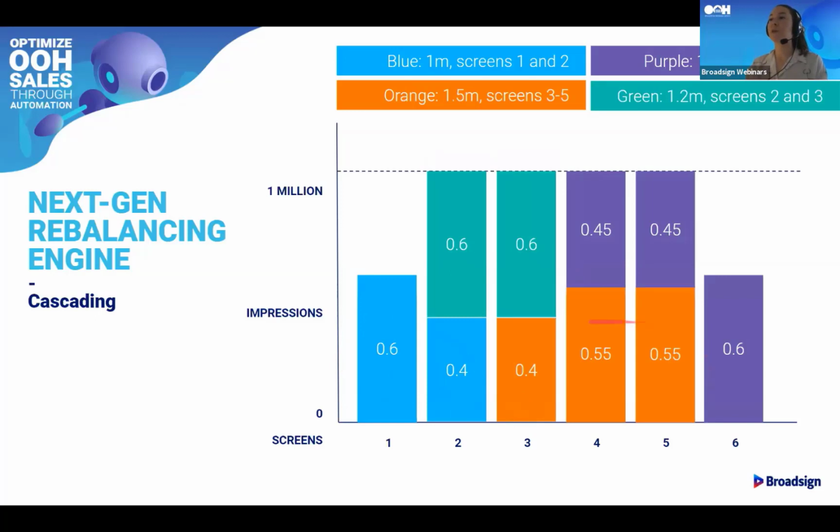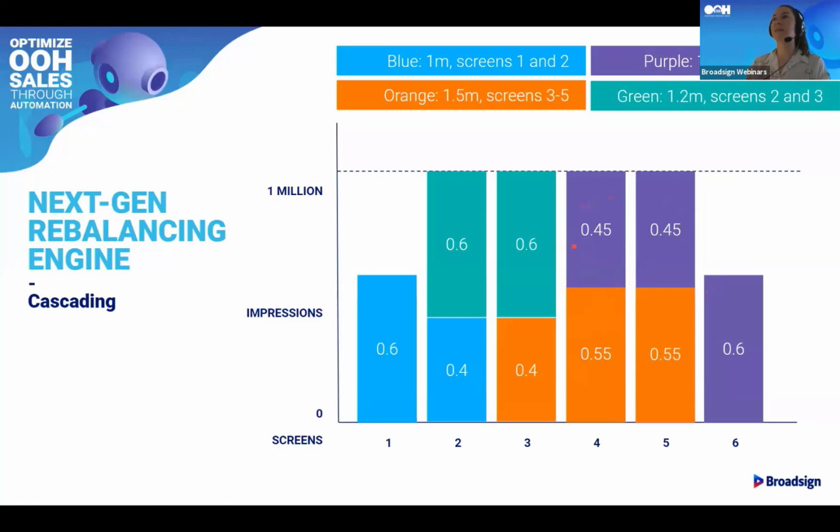It will also do so for campaign orange, and in this case, campaign orange probably has a higher priority than campaign purple, so it will increase the saturation or frequency of campaign orange so that you can reach 1.5 million impressions. But it will have to reduce the frequency for campaign purple to make sure that you fit in orange campaign properly. But it will not stop here.